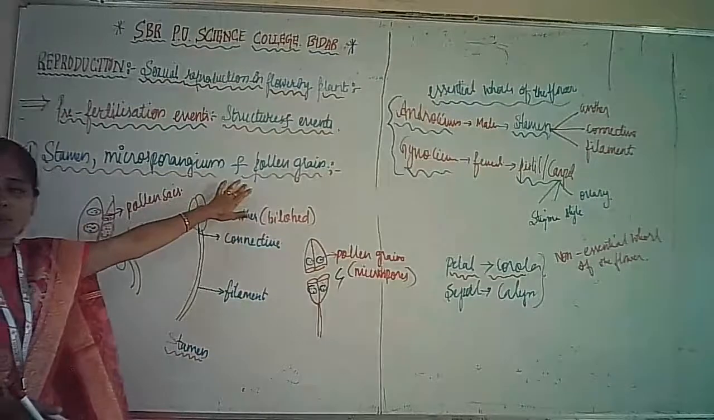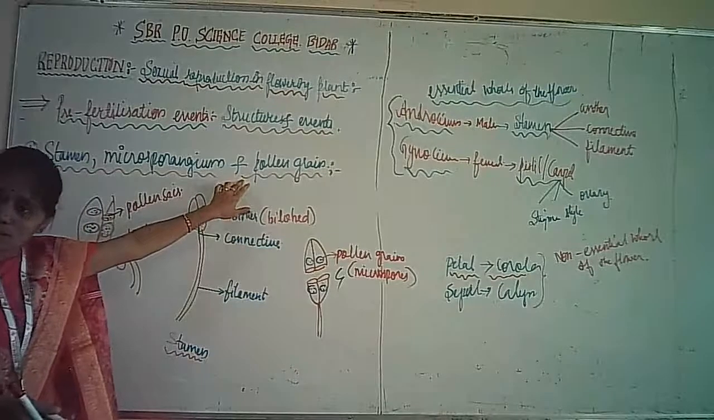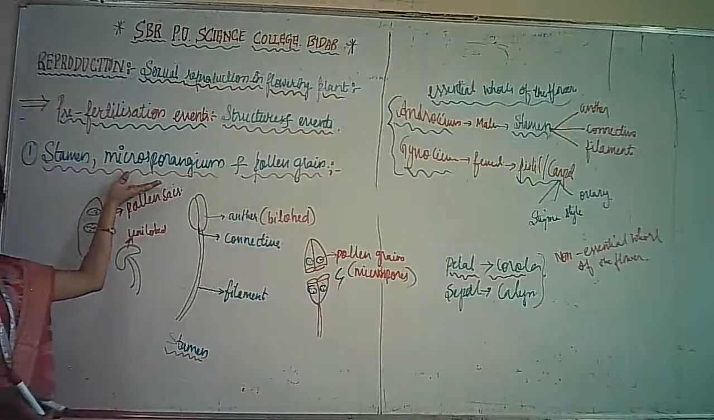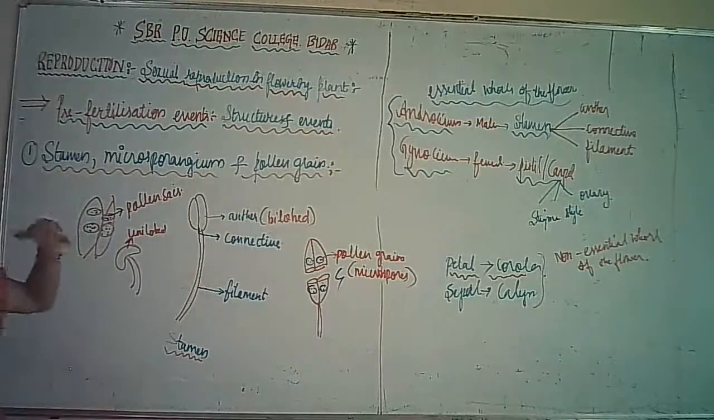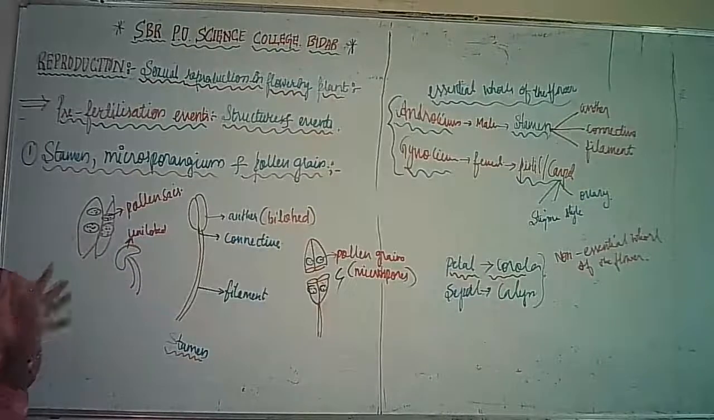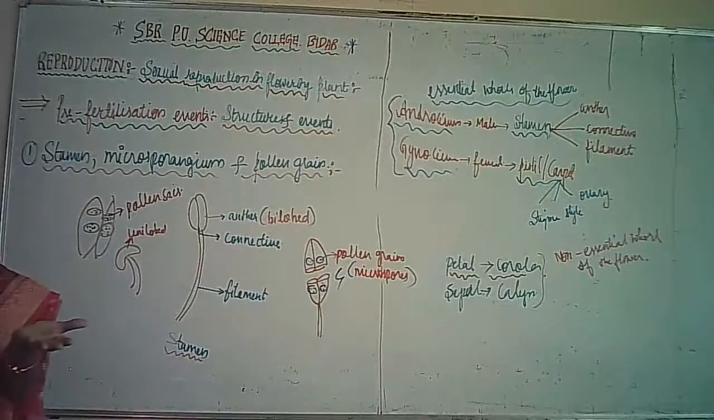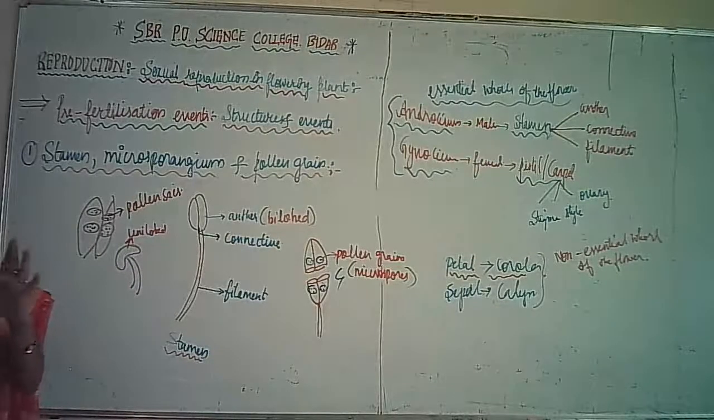Pollen grains are what? Microspores. Microspores are produced from what? They are produced from the microsporangium. Microsporangium is nothing but the male reproductive part. The female reproductive part, the pistil or carpel, has the megasporangium. Mega, okay. And then it produces which type of spore?